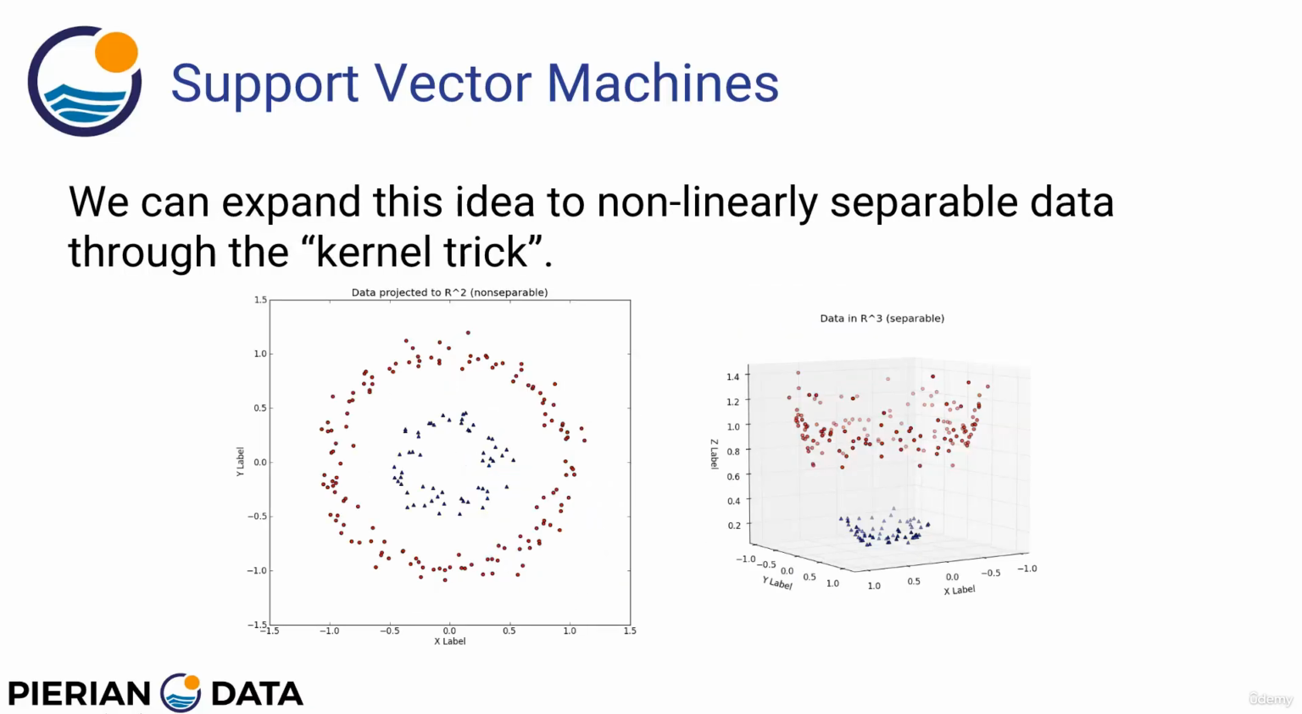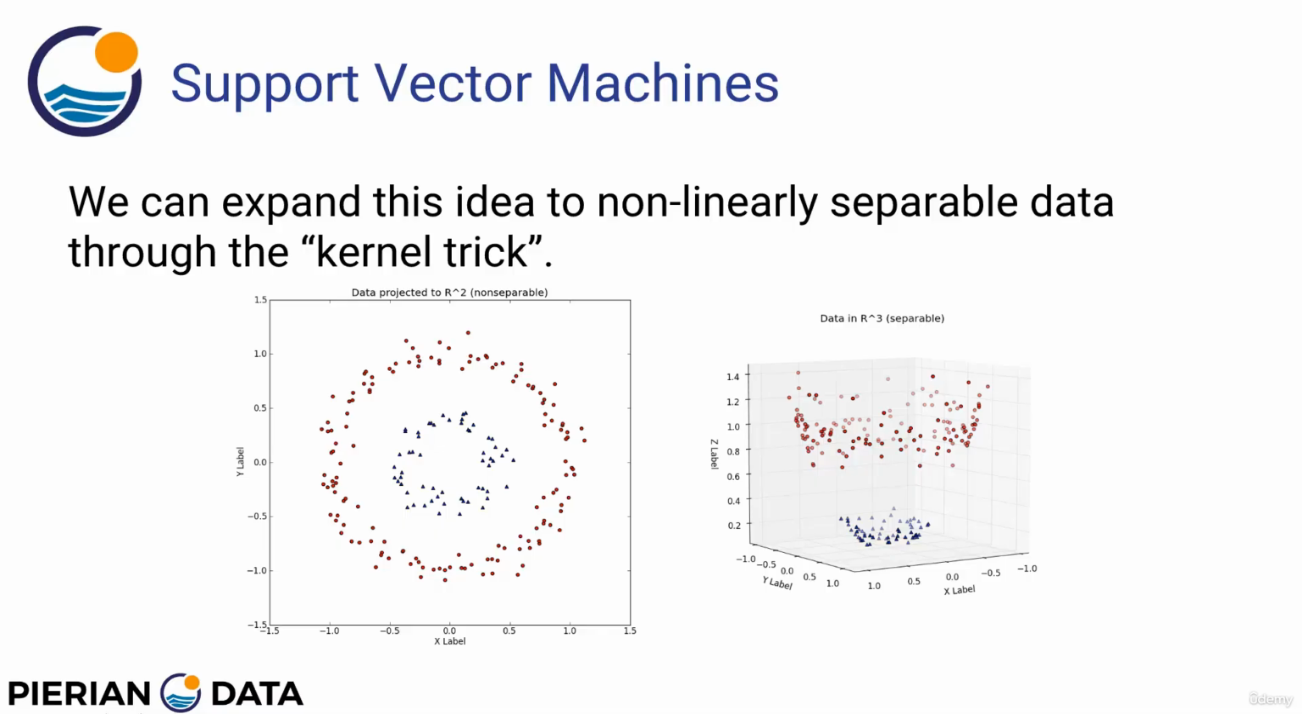We can expand this idea to non-linearly separable data through the use of a kernel trick. That means if you take a look at the left-hand plot in 2 dimensions here, you may have an X label and Y label, and you'll notice that this data is not linearly separable because it's a blue circle in the middle of blue triangles and a red outer circle of red circles. And there's no way we can draw a straight line to separate these classes.